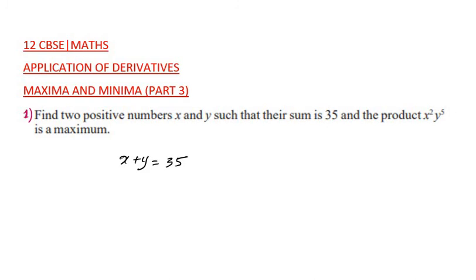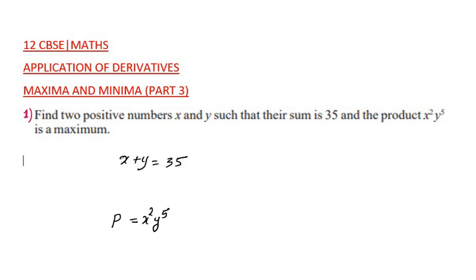The product I can write as P. I do not know whether I am going to write this in terms of x or in terms of y, as both are variables. Therefore, I am just writing P, not P of x or P of y. Just the product P equal to x square y power 5. Now see here, I told you f of x is a function. This is to be written in terms of one variable. This is the first step.